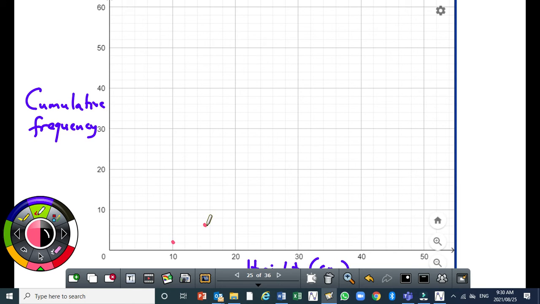Next one is 20 and 14. 20 and 14 is somewhere here. And then the next one is 25 and 28. 25 and 28 is somewhere there. The next one is 30 and 34. 30 and 34 is right at the top.